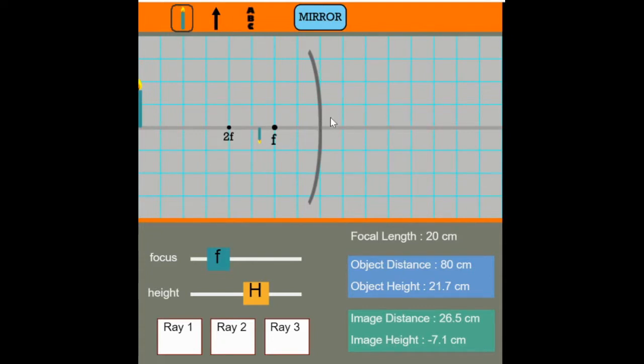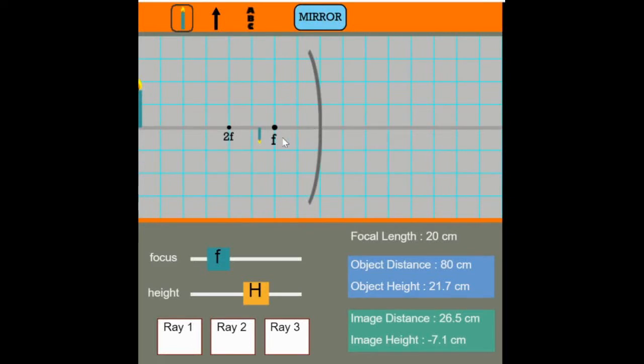So this is a concave mirror, and you can see the point F here. This point F is called the focus or focal point, and the distance between the focus and the pole, that is the center of the mirror, is called the focal length. And here you can see 2F. This 2F is called the center of curvature, and the distance between the center and the pole is called the radius of curvature.